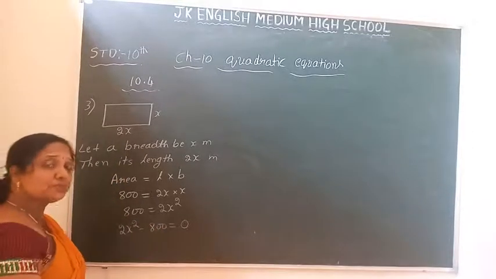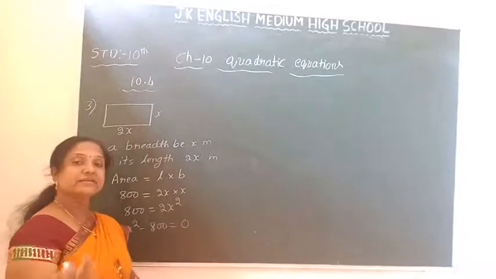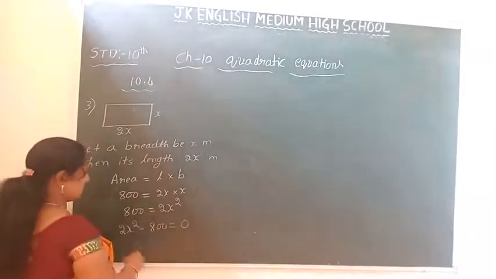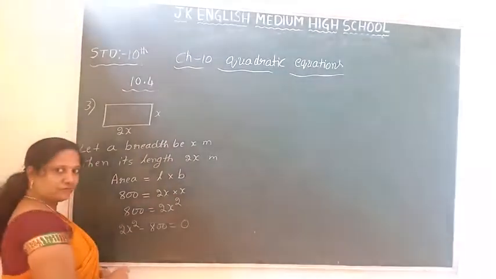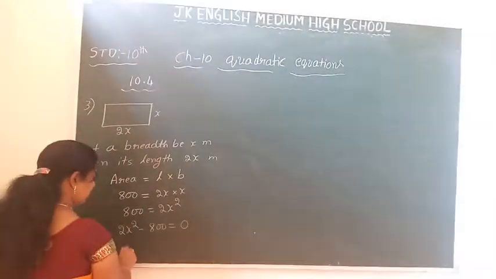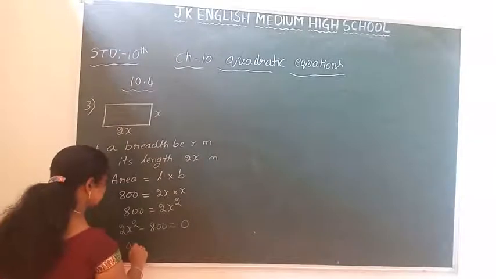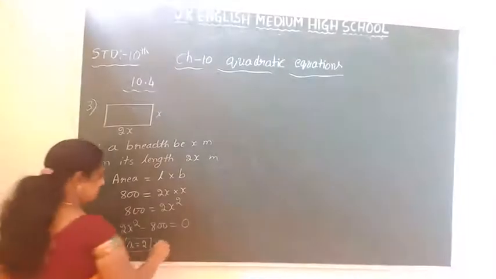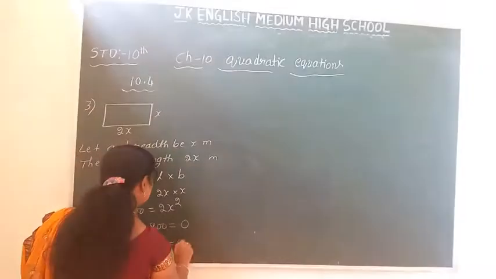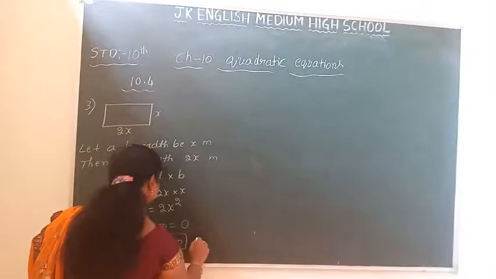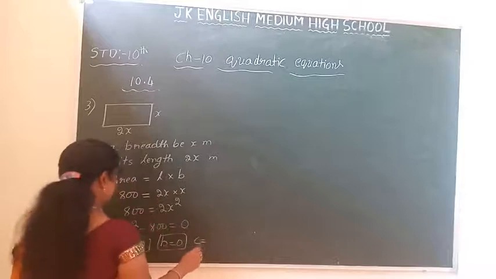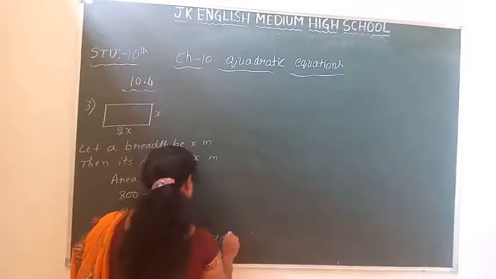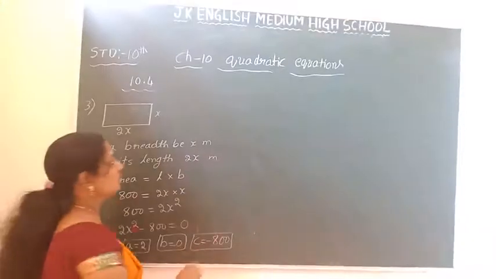So is it possible to design a rectangular field with this much measurement? When we observe the standard form of the quadratic equation, the a value is 2, the b term, the power 1 term, is not there, so the b value becomes 0. Then the c value is minus 800. Then we will check whether we can get the roots of this quadratic equation.